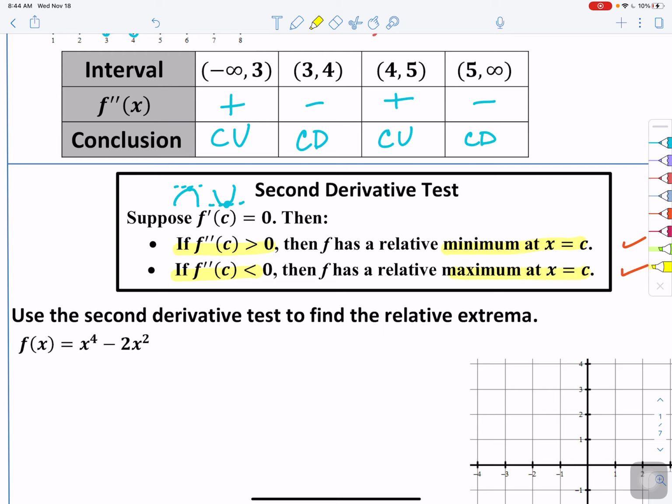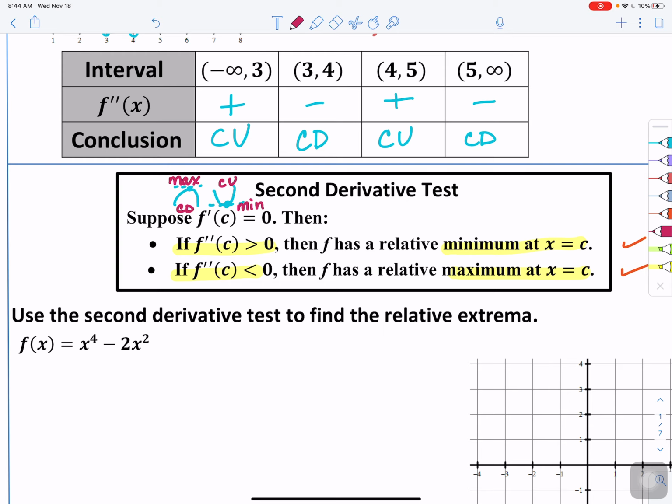Well, let me tell you, it shouldn't be that big of a deal. Here we are concave down, and so we have a max, a relative max. And here we are concave up, so we have a relative min. That's the second derivative test, right there.